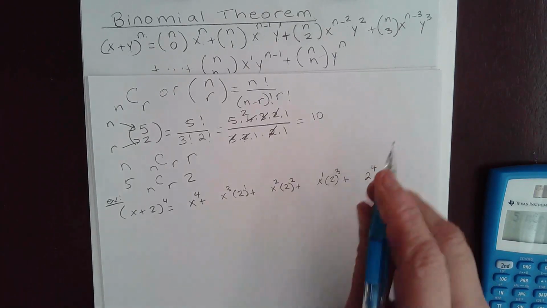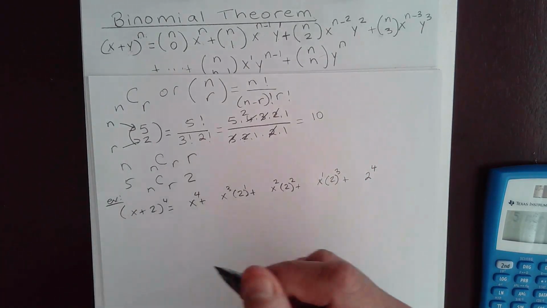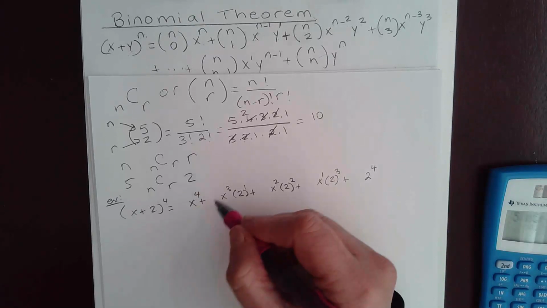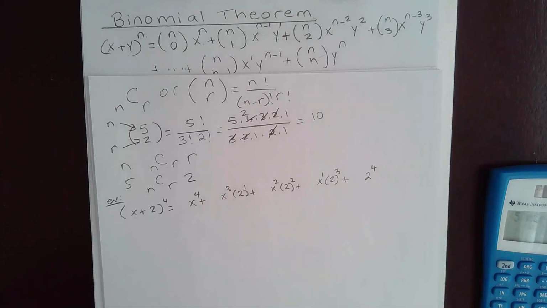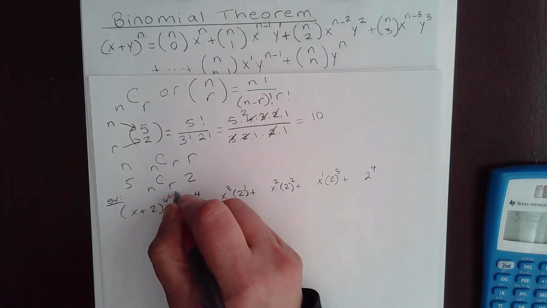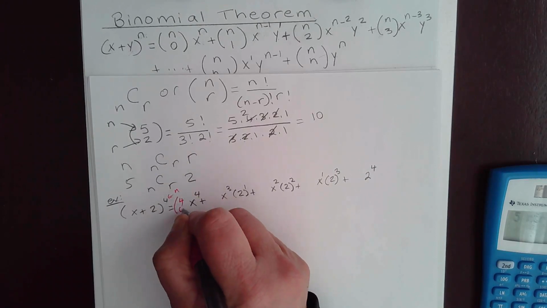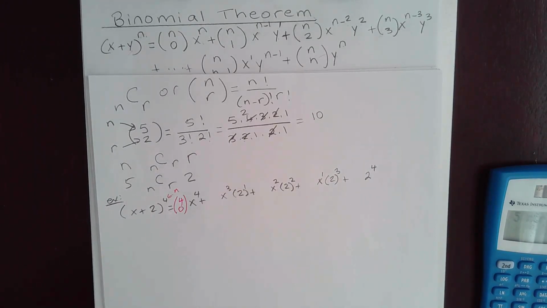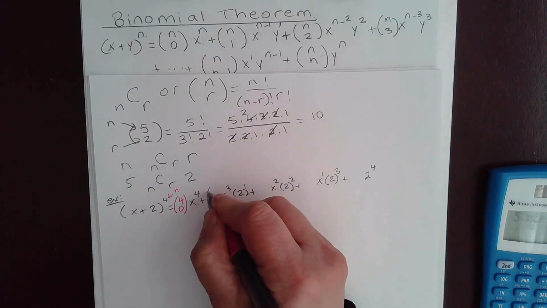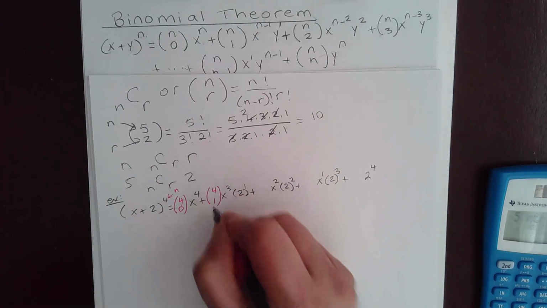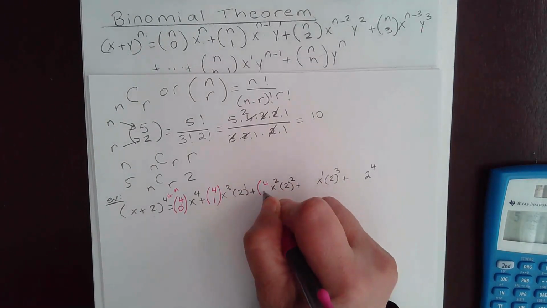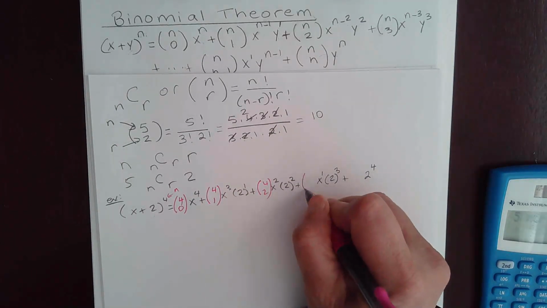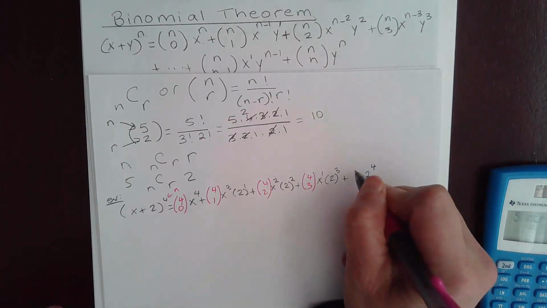Now let's go ahead and write down the combinations. Remember, it's n choose 0, n choose 1, all the way to n choose n. So n in this case is 4, so this one would be 4 choose 0. Here you have 4 choose 0. And then here 4 choose 1. And this is 4 choose 2. And here 4 choose 3. And this is 4 choose 4.